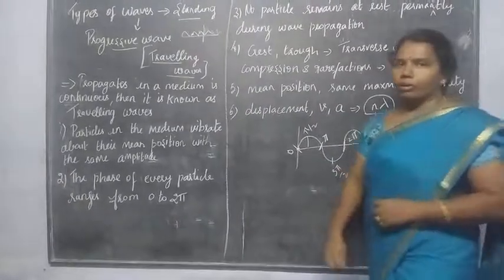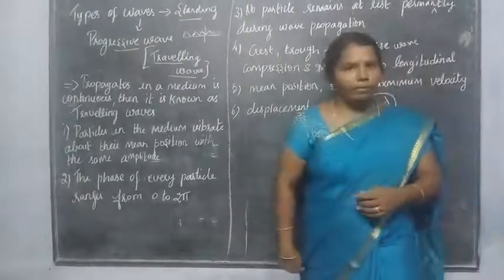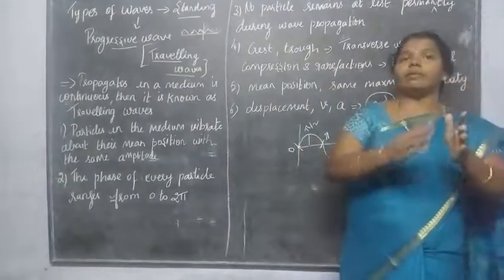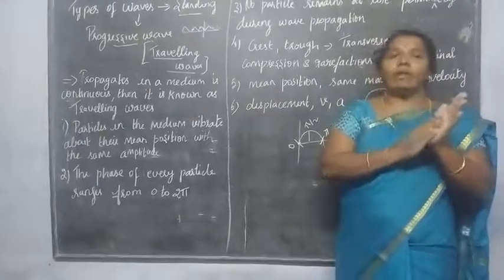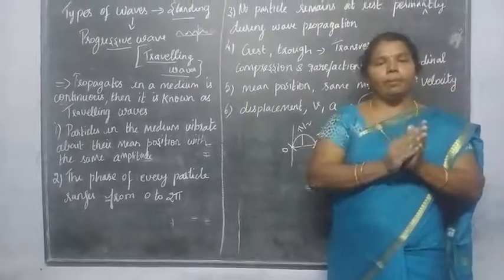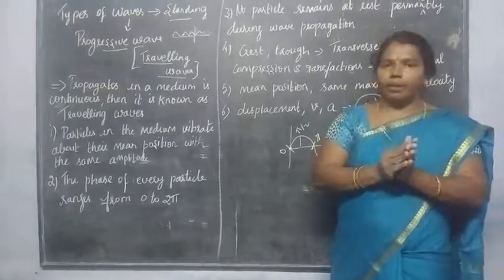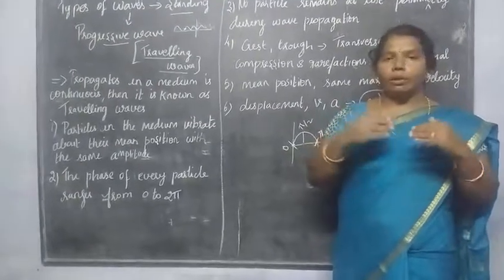So today we are going to see about the standing wave and the progressive wave. Standing wave means the waves are not continuously moving in that medium. In a progressive wave, the waves are continuously moving through the medium, so it is also called the traveling wave. And next you are going to see about the properties.